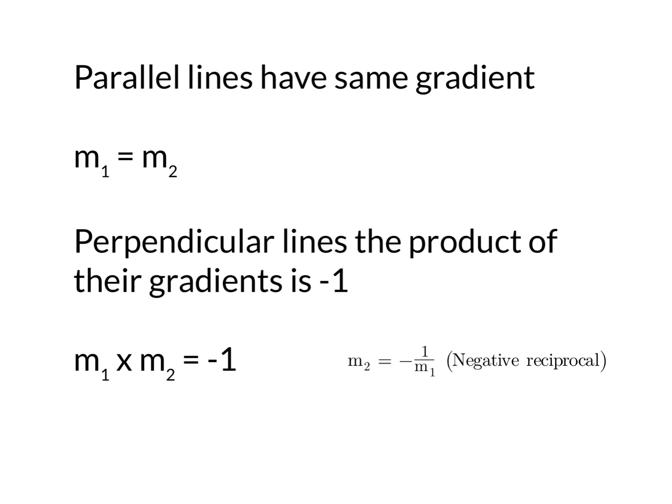Parallel lines obviously have the same gradient, so we say that the gradient of the first line equals the gradient of the second. And for perpendicular lines, the product of their gradients equals -1. Perpendicular meaning that the two lines meet at right angles.